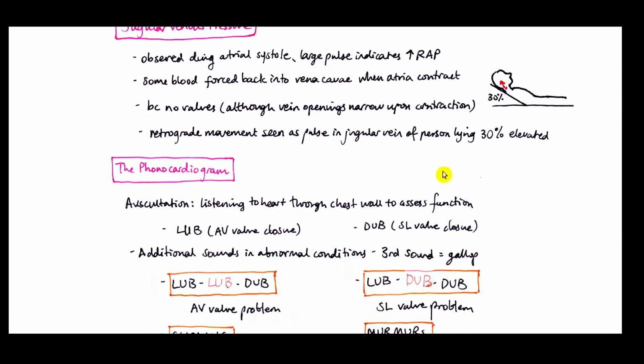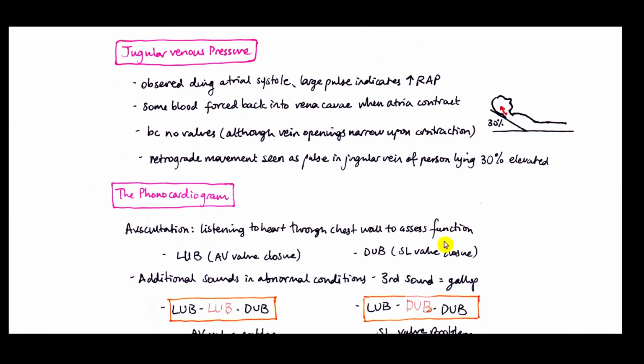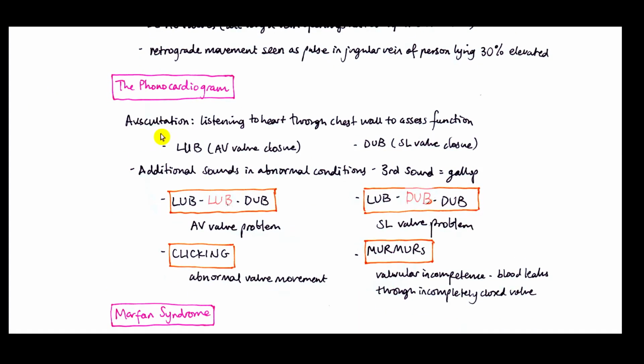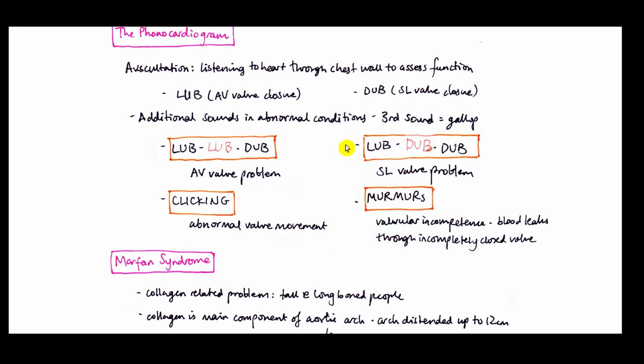Now the phonocardiogram. We saw what the phonocardiogram looks like in a normal person here. Got a lub and a dub sound. This comes from auscultation, which is listening to the heart through the chest wall to assess function, which is an important part of clinical diagnosis of heart issues. The lub, the first sound you hear, is the AV valve closure, and the dub is the semilunar valve closure. Now you can hear additional sounds in abnormal conditions, and the third sound is called a gallop, so you can have gallops in the form of lub and dub.